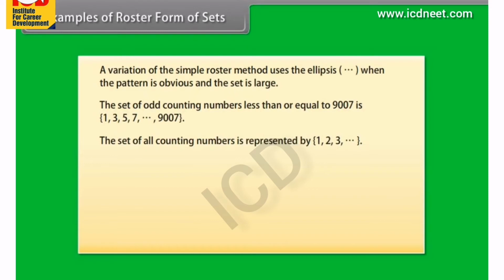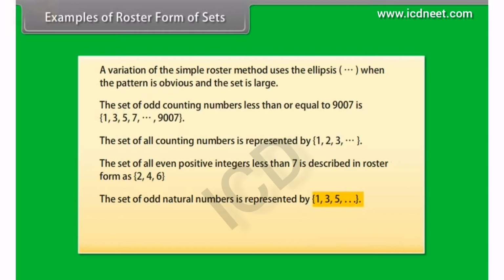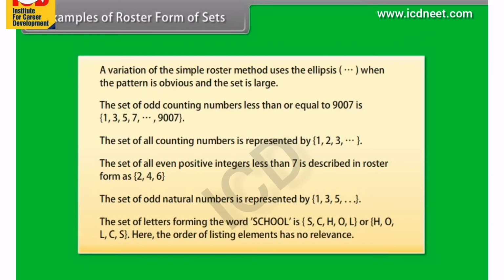Set of all counting numbers is represented by {1, 2, 3, ...}. The set of all even positive integers less than 7 is described in the roster form as {2, 4, 6}. The set of odd natural numbers is represented by {1, 3, 5, ...}. The set of letters forming the word school is {S, C, H, O, L} or {H, O, L, C, S}. Here, the order of listing elements has no relevance.